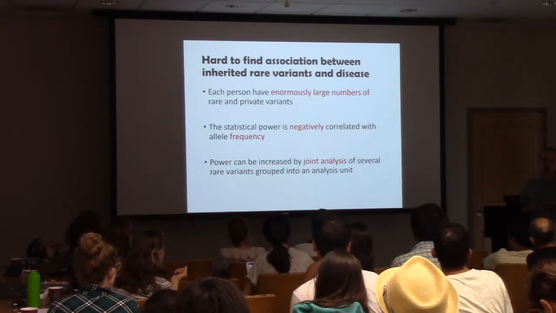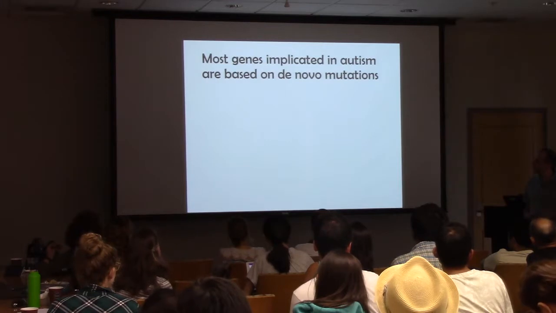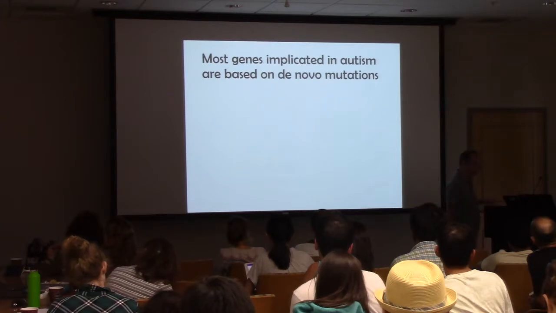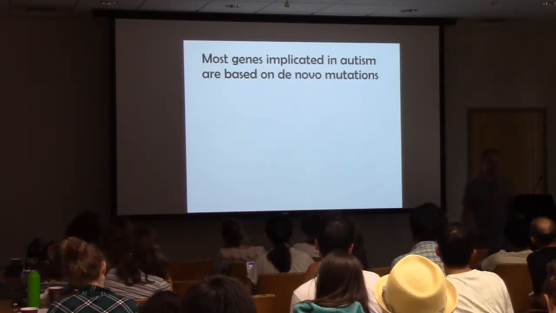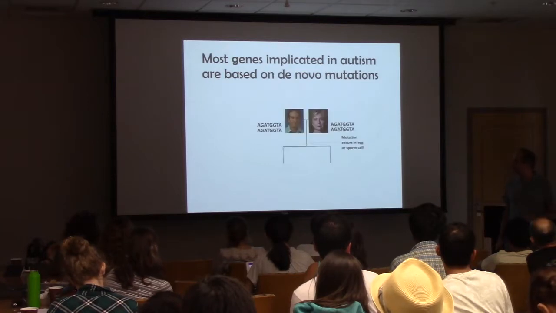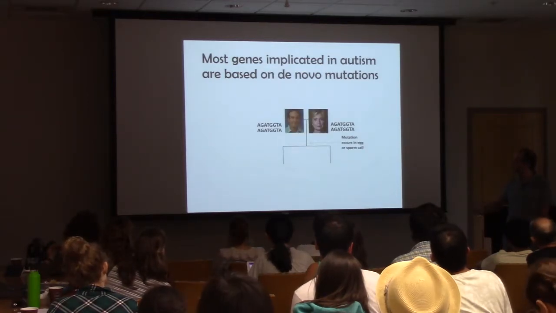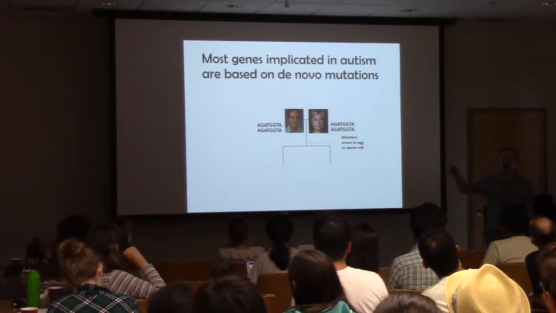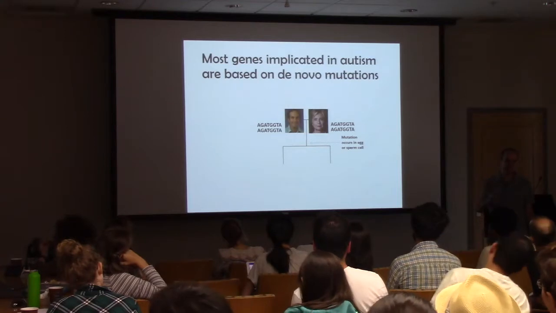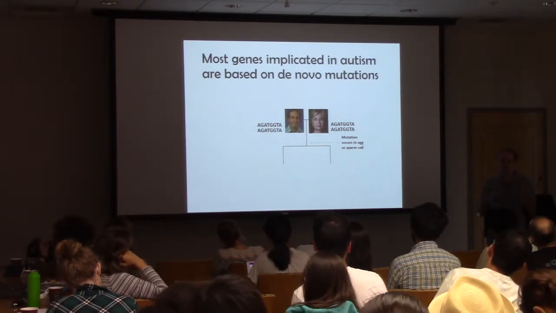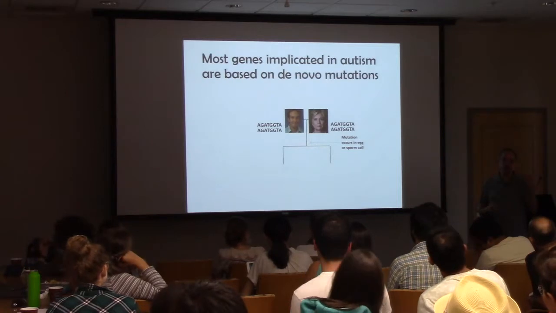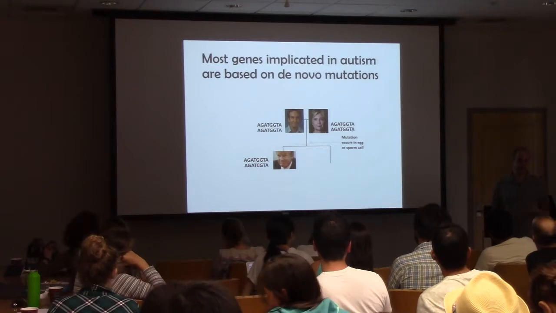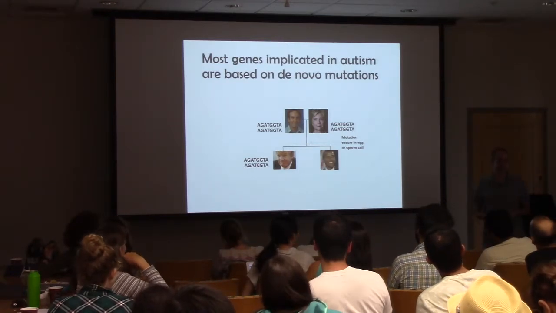So everything we know about autism actually comes from studies based on de novo mutations. Just to remind you, when we talk about de novo mutations, we talk about a family. We talk about mutations that occur in the sperm or in the egg, transmitted. We're looking at those de novo mutations that are transmitted to the affected child, and compare it to the healthy sibling.